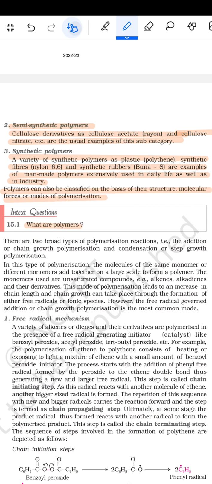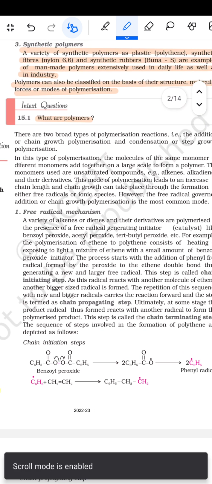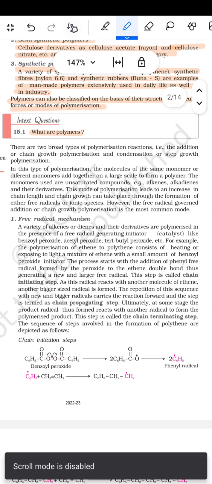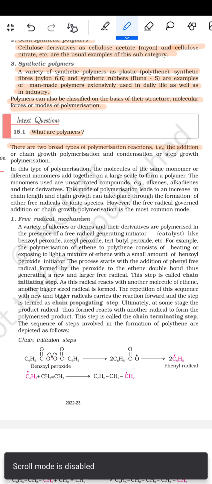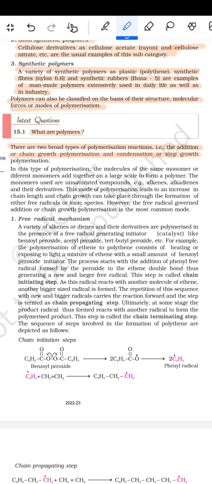Types of polymerization reaction. There are two broad types of polymerization reaction, that means the addition or chain growth polymerization and the condensation or step growth polymerization. In this type of polymerization, the molecules of the same monomer or different monomers add together on a large scale to form a polymer. The monomers used are unsaturated compounds, for example alkenes, alkynes and their derivatives. This mode of polymerization leads to an increase in the chain length, and the chain growth can take place through the formation of either free radicals or ionic species. However, the free radical governed addition or chain growth polymerization is the most common mode.